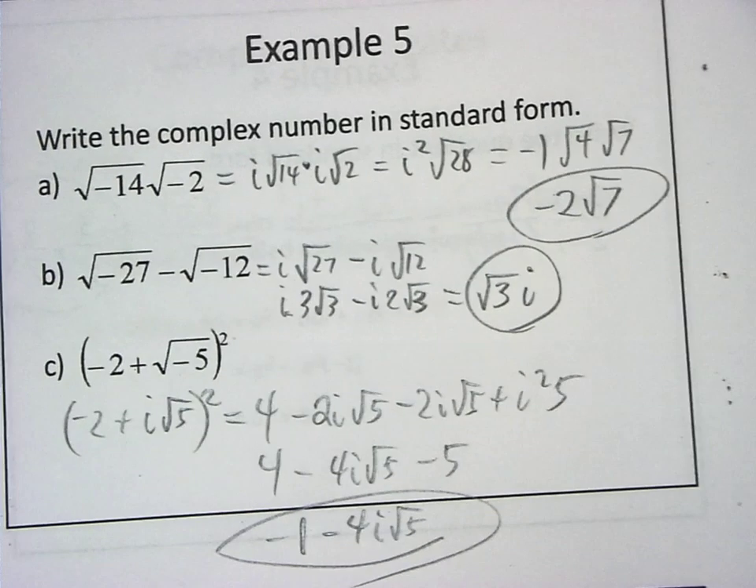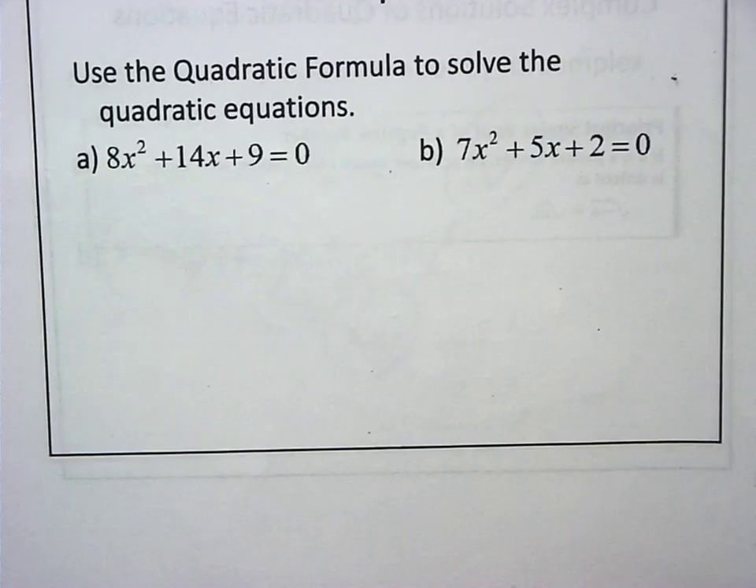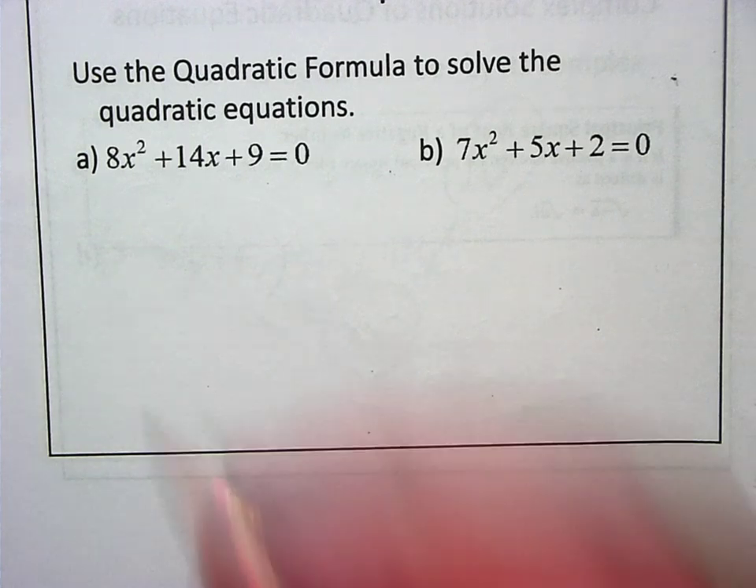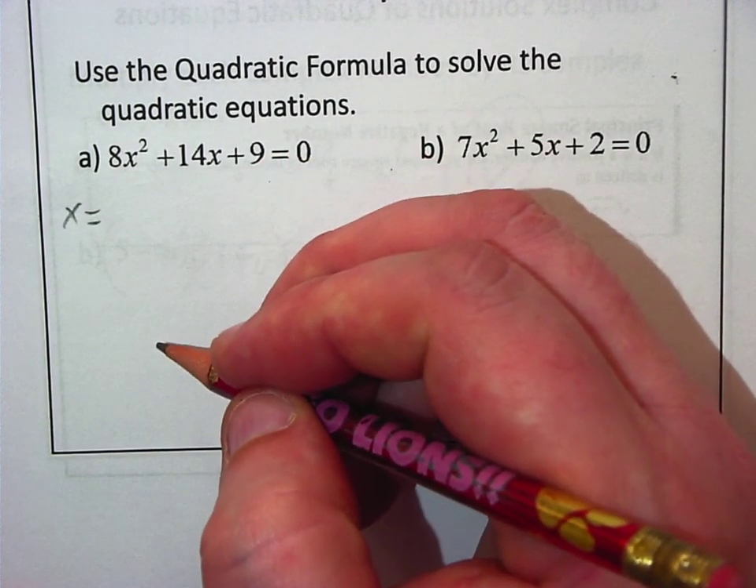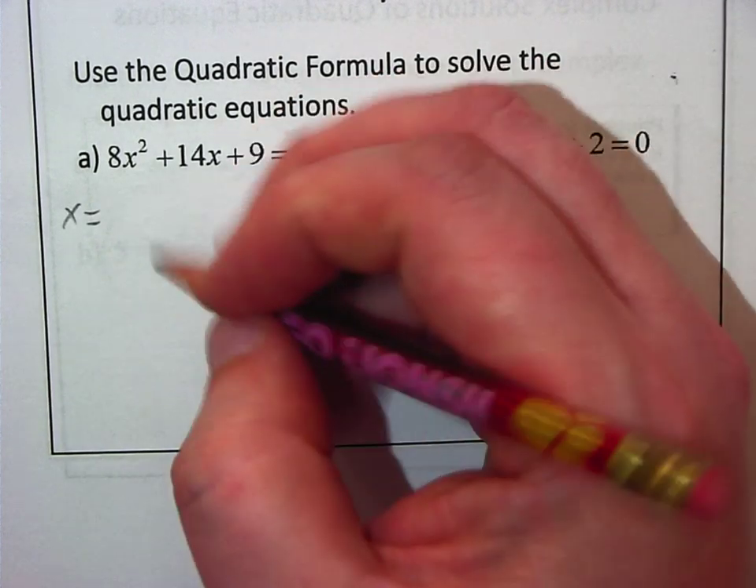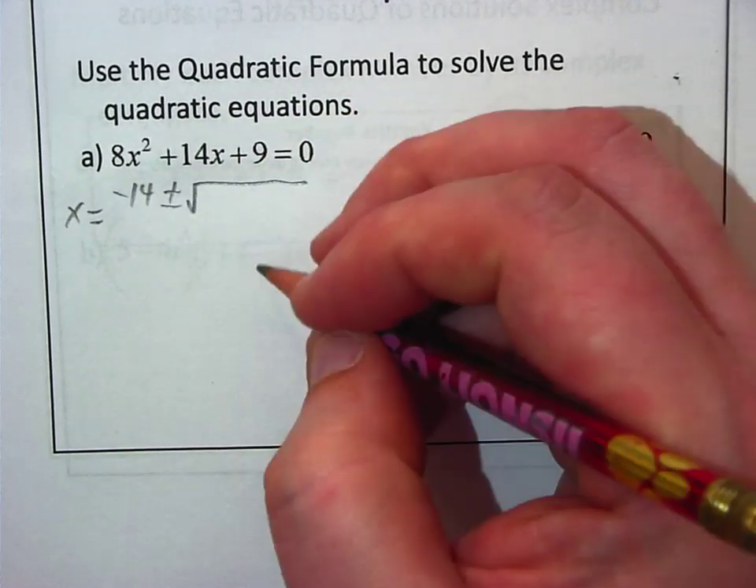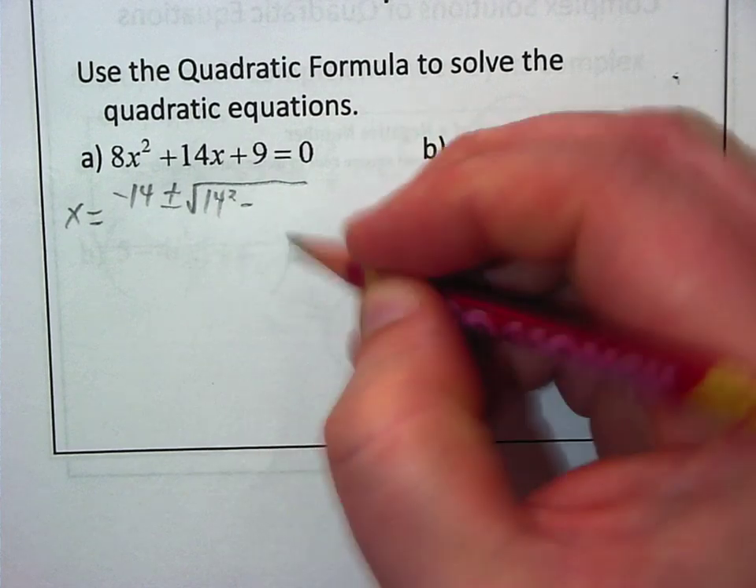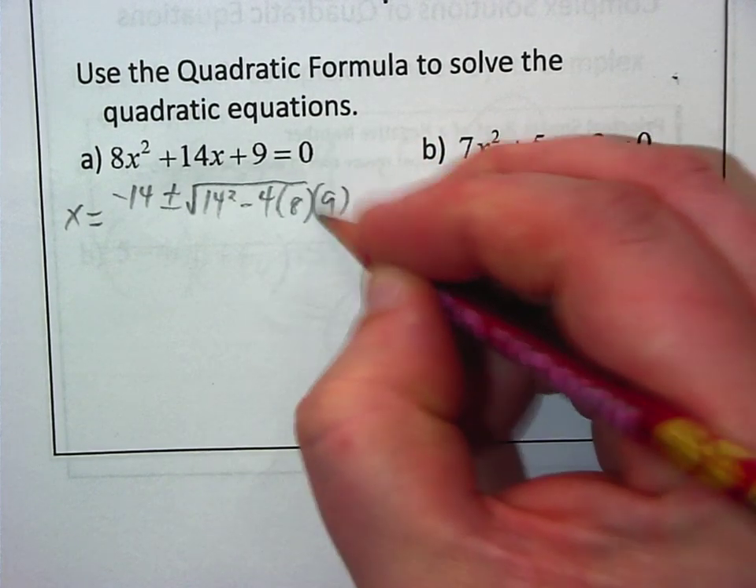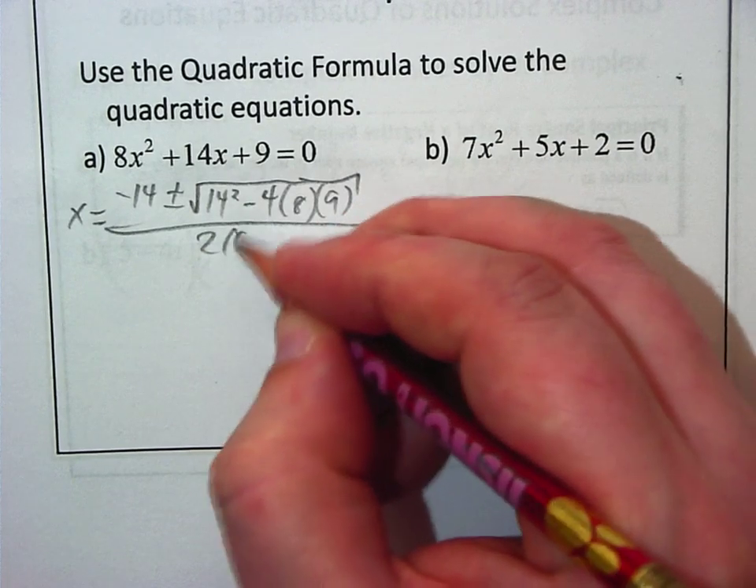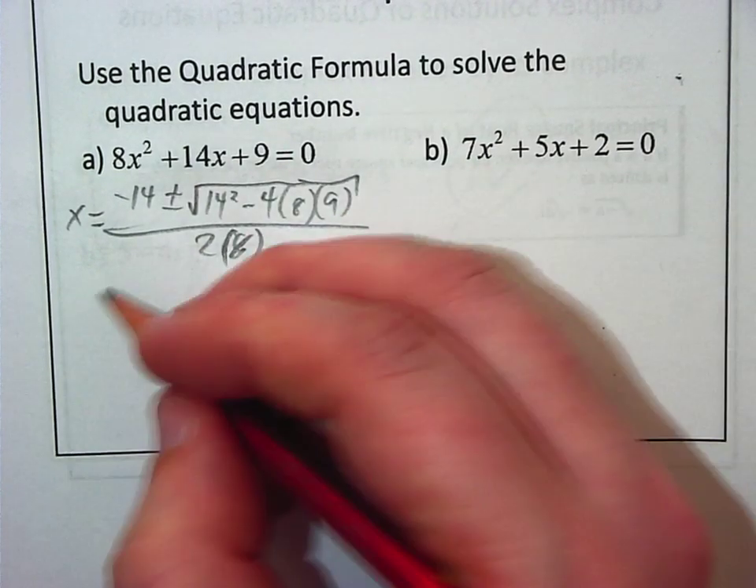Okay. A couple more. Quadratic formula. Find the complex solution to these. Okay? Now, that means I need to set up the quadratic formula. So this is going to be x equals what? Negative what in this case? Negative 14, plus or minus square root of 14 squared minus 4 times 8 times 9, all over 2 times 8. Okay? Then go ahead and simplify it.